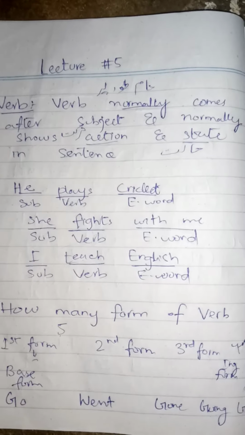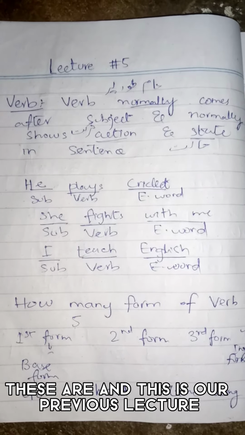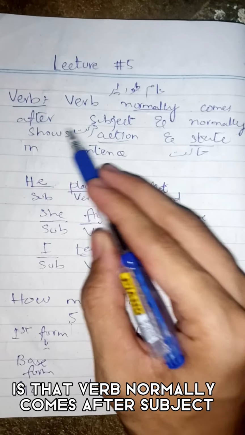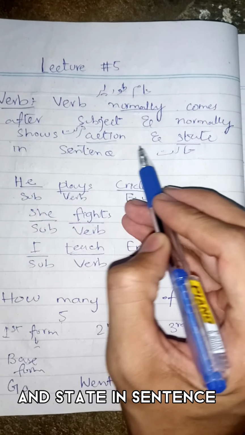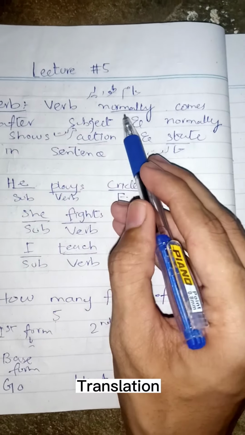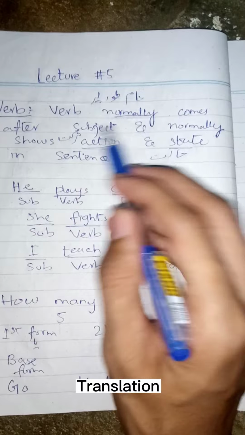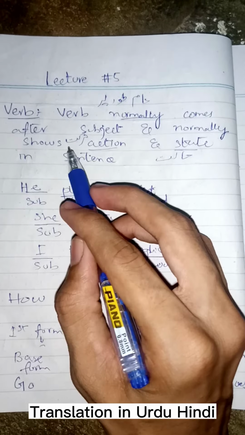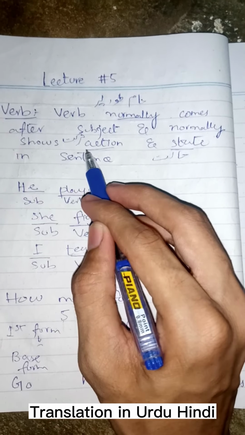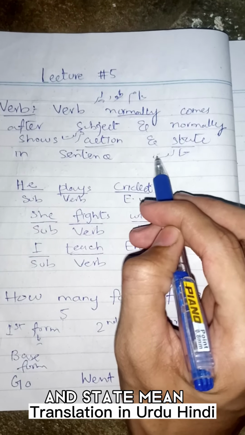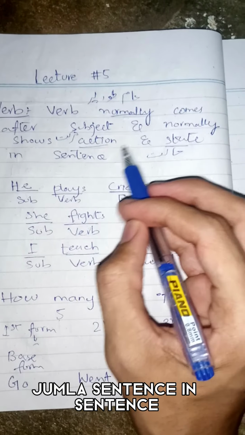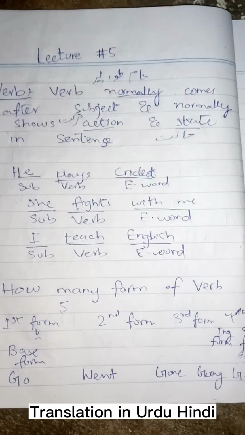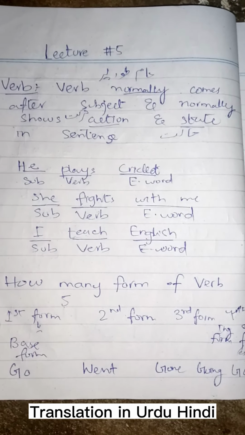So let's start. This is our previous lecture, that is verb. Verb definition is that verb normally comes after subject and normally shows action and state in a sentence. Normally means आम तौर पर, comes after subject के बाद आता है verb, shows दिखाना, action हरकत, and state mean हालत, in sentence जुमला.